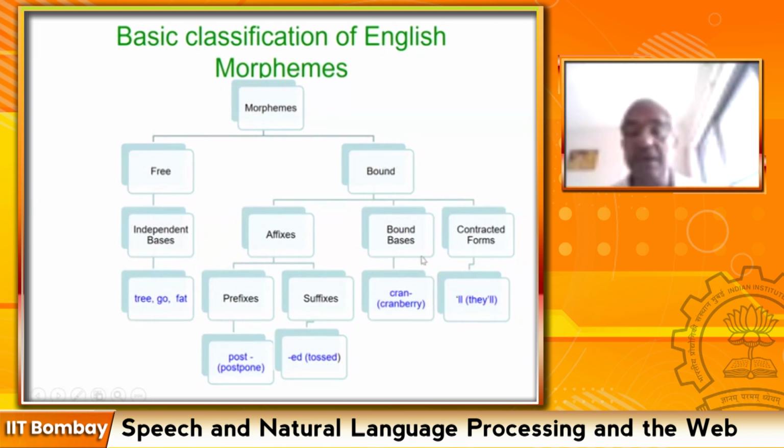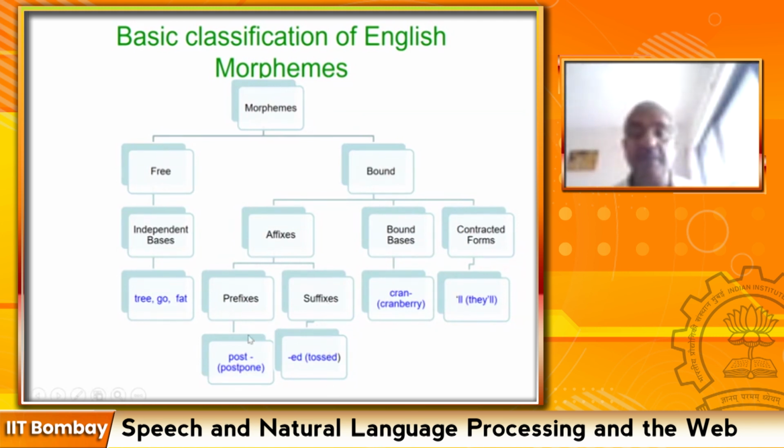Bound morphemes are those which are attached to a free morpheme to give another free morpheme. A very important kind of bound morpheme is affixes. Affixes can be prefixes, suffixes, and even infixes. Prefixes are like the morpheme post. When you say postpone, post is the bound morpheme which attaches to another morpheme to give an indication of deferring something, pushing it forward in the timeline.